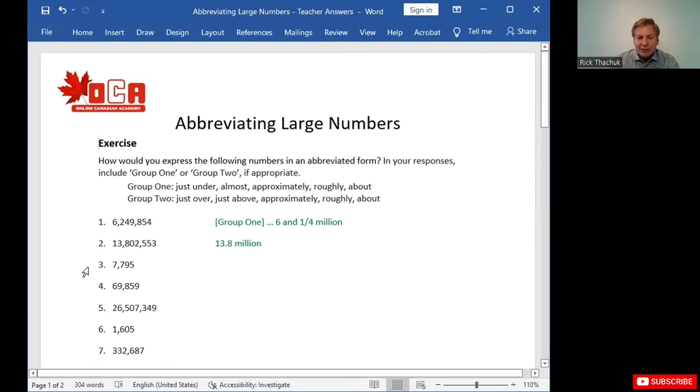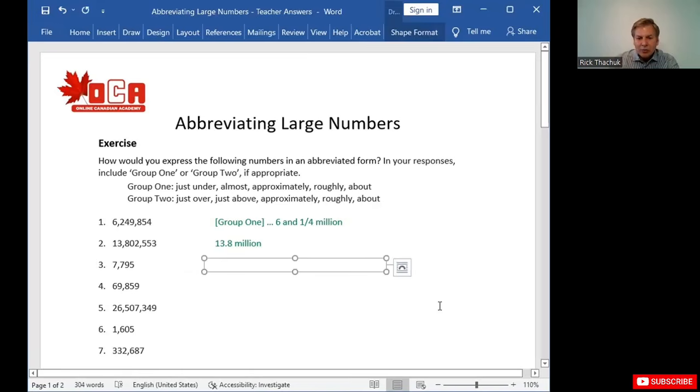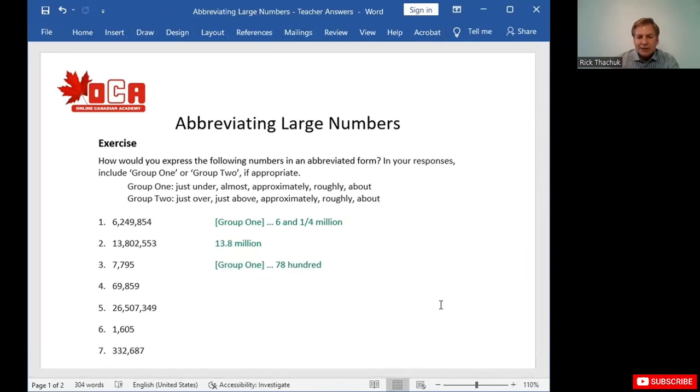Number 3, 7,795. Well, this is very close to 7,800, which we like to express in English as 78 hundred. If I say 78 hundred, people immediately know what that number is. Now, it's not quite that number, it's just under. So anything from group 1 and then 78 hundred will work. Here again, 78 hundred means 7,800, but we express that commonly as 78 hundred.